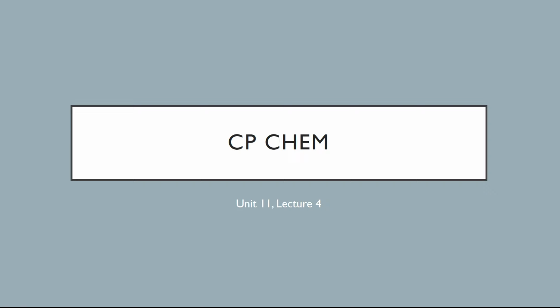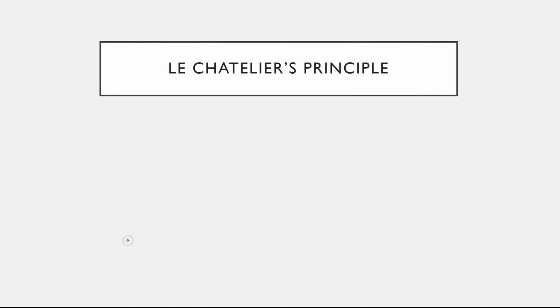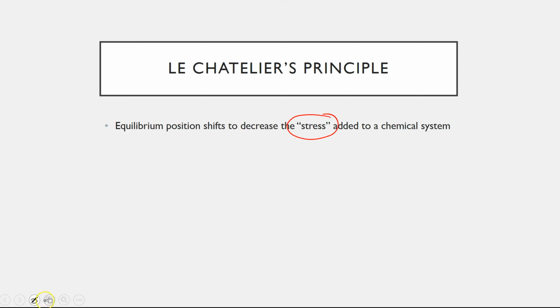But anyways, we are going to wrap up our final unit, and we are going to talk about Le Chatelier's Principle. I think he's Australian. No, just kidding. Clearly Japanese. No, just kidding. Clearly French. So Le Chatelier, French chemist, and essentially what Le Chatelier's Principle does is it allows us to make predictions about how equilibrium position shifts to decrease the stress that is added to a chemical system.